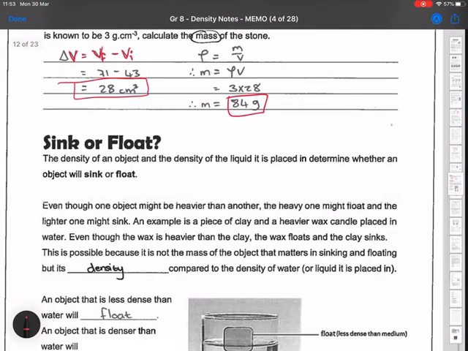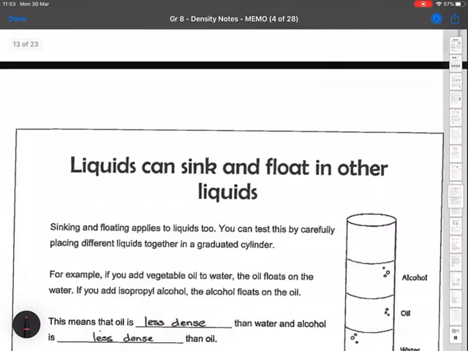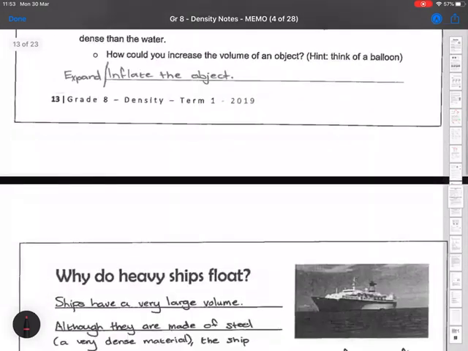For the next lesson, please have a read through Sink or Float, and also a good idea to watch these videos that are in your notes.